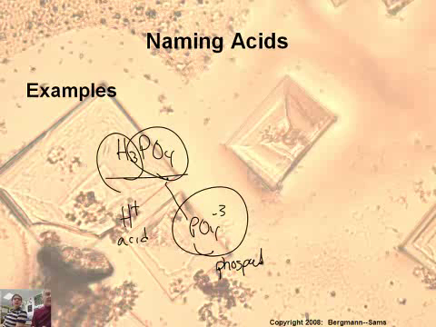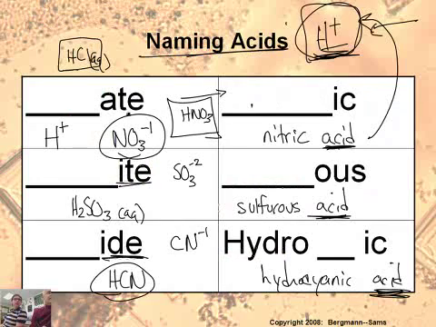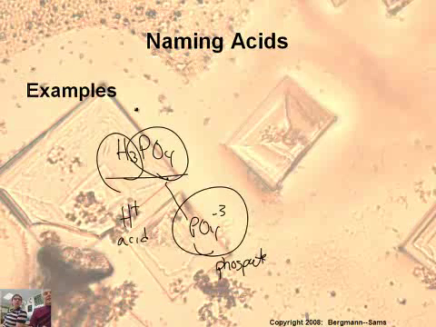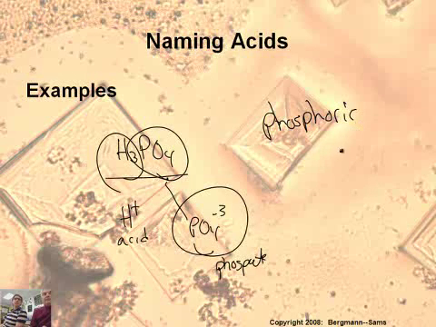So let's go back and look at our table just in case they forgot. Ate becomes ic. So phosphate becomes phosphoric acid. Don't forget the word acid.